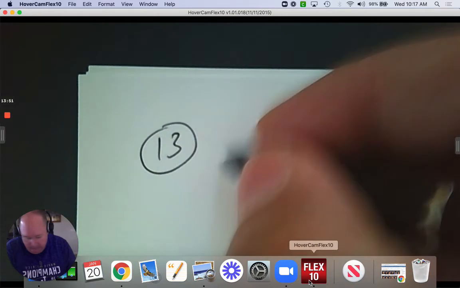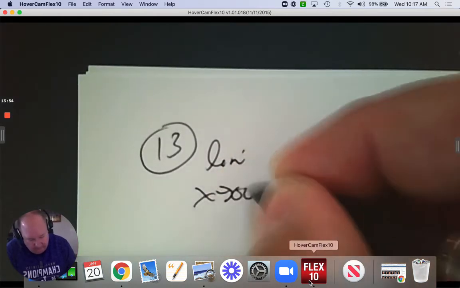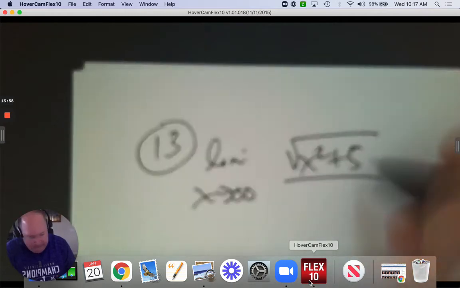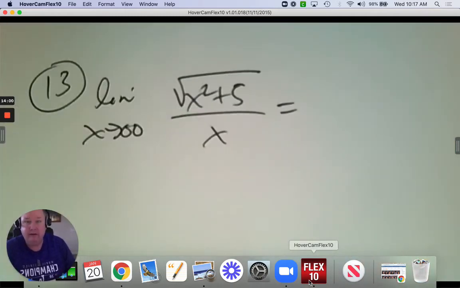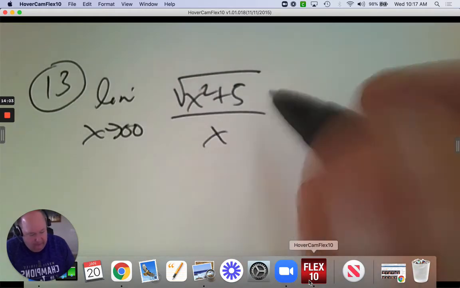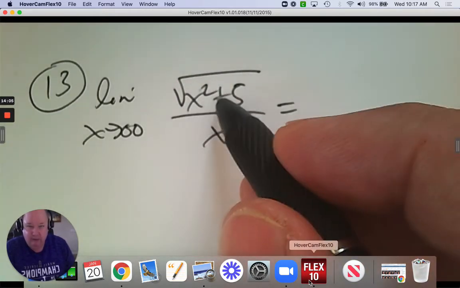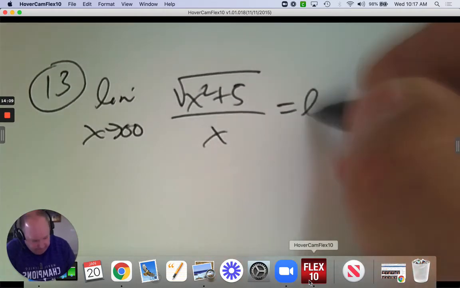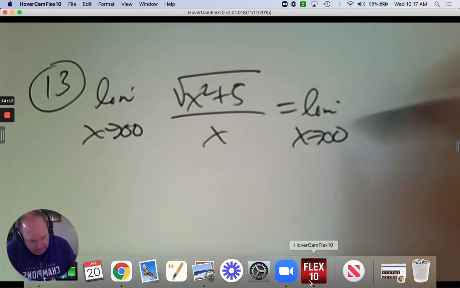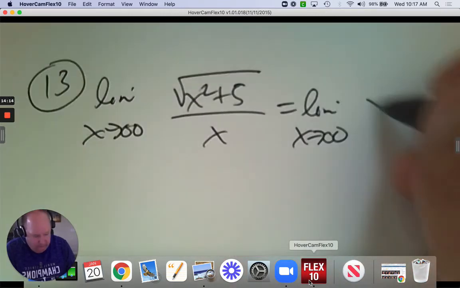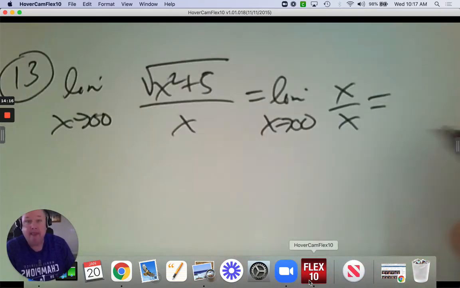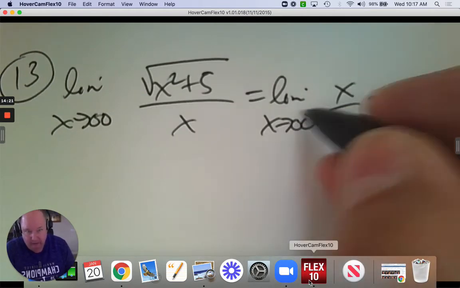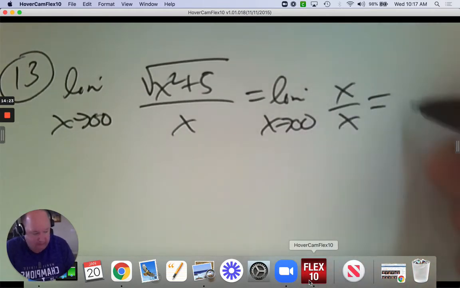Be careful for number 13. The limit as x approaches infinity of the square root of x squared plus 5 over x. Recognize that as you put in positive numbers, the power term here, the square root of x squared, is actually x. It could be positive or negative x, but because we're going to positive infinity, it's positive x over x, which is equal to 1.